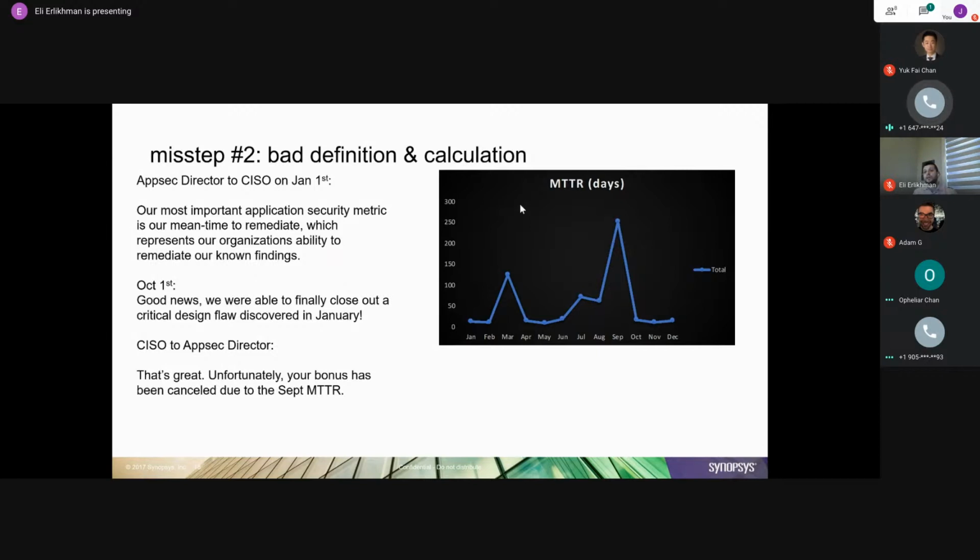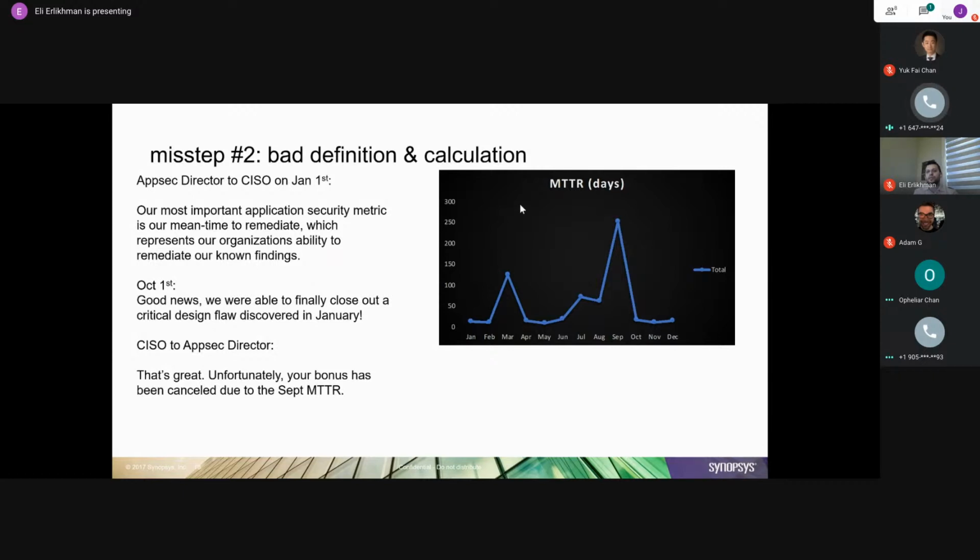So, for example, here the OPSEC director comes to the CISO and says, good news, we finally closed this important vulnerability that we found a long time ago at the beginning of the year. And the CISO says, too late.